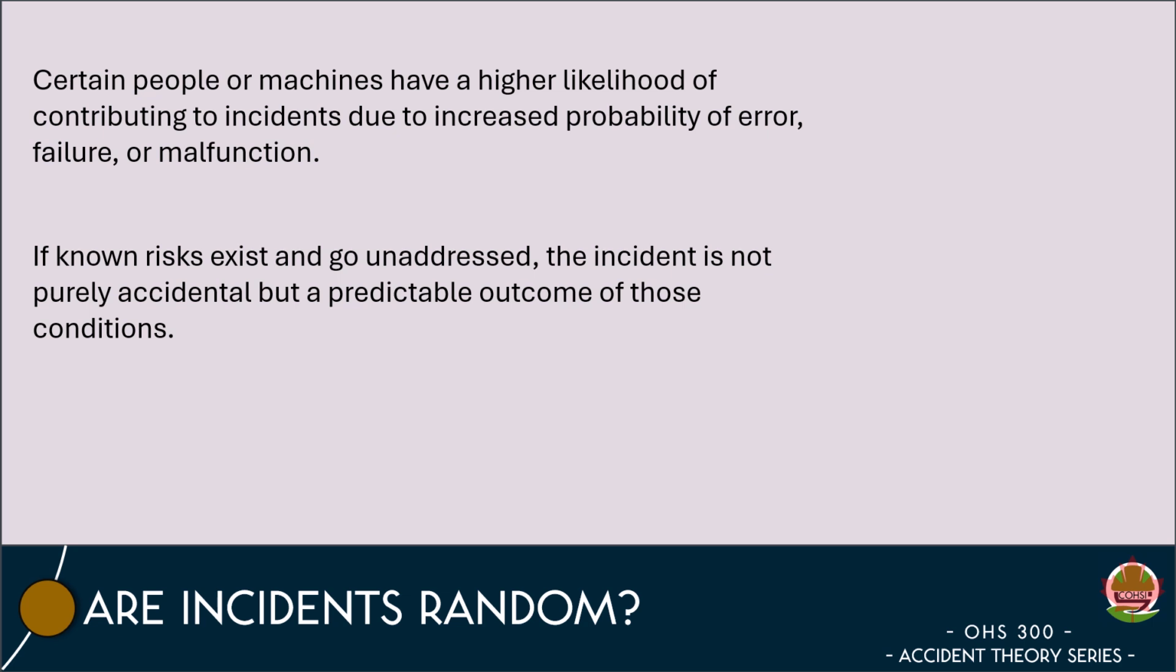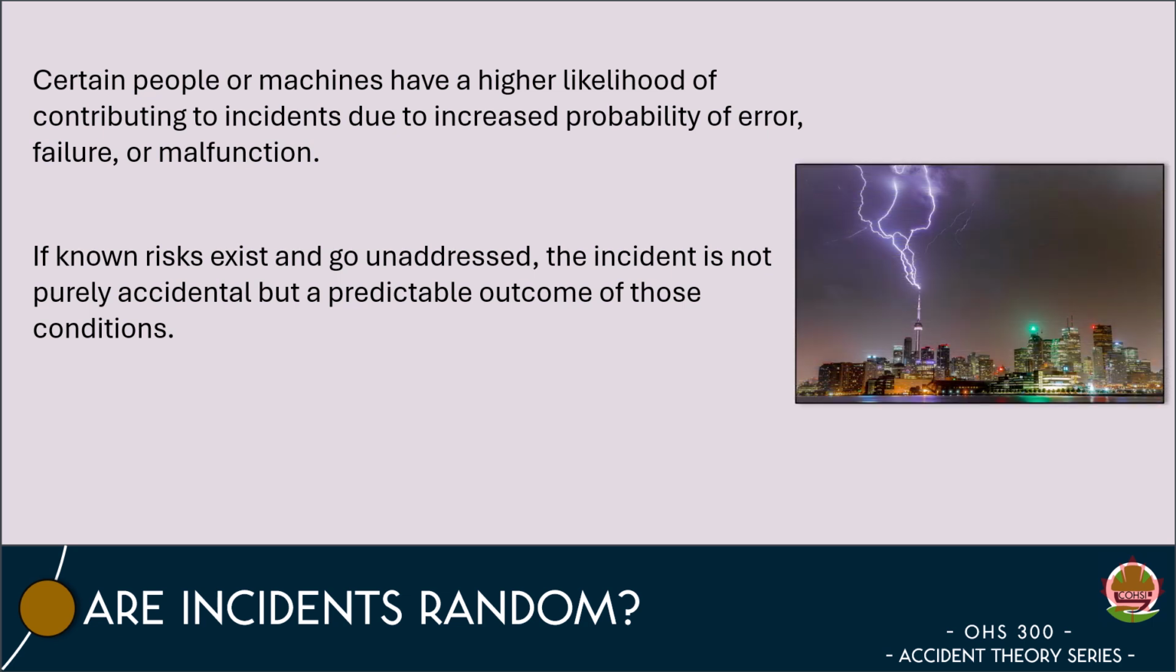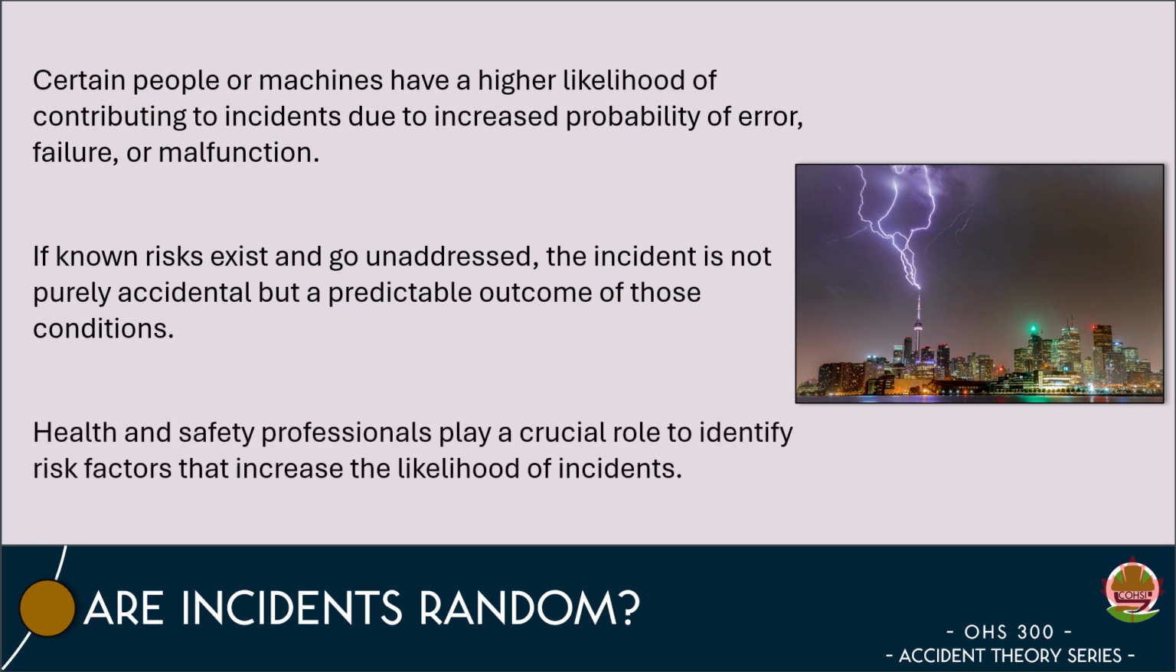An example of this is the probability of the CN Tower in Toronto, Ontario, Canada, being struck more often by lightning due to the height of the structure. The height of the building elevates the risk of lightning strikes. This highlights the responsibility of health and safety professionals to identify risk factors and take proactive steps to reduce or eliminate the likelihood of an incident occurring.